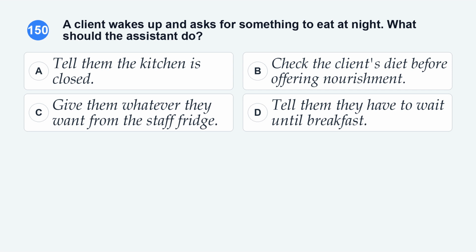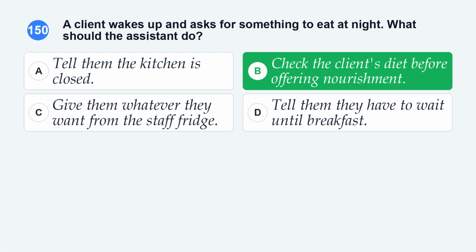Option A, tell them the kitchen is closed. Option B, check the client's diet before offering nourishment. Option C, give them whatever they want from the staff fridge. Option D, tell them they have to wait until breakfast.